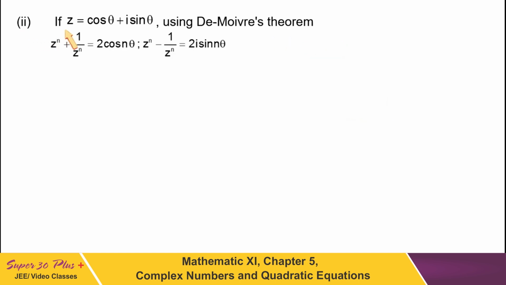Students, the second point is here. If z is equal to this, then using De Moivre's theorem we can prove that z^n + 1/z^n is equal to 2 cos nθ and z^n - 1/z^n is equal to 2i sin nθ.